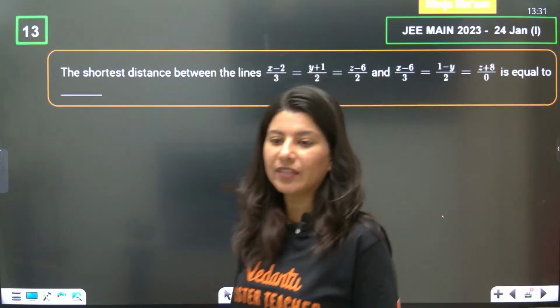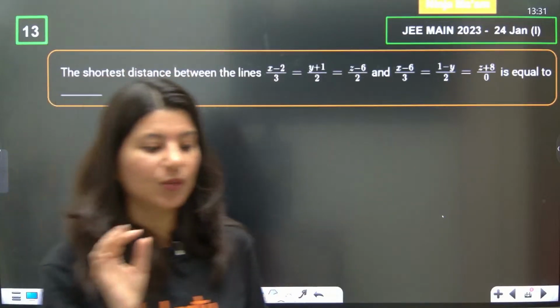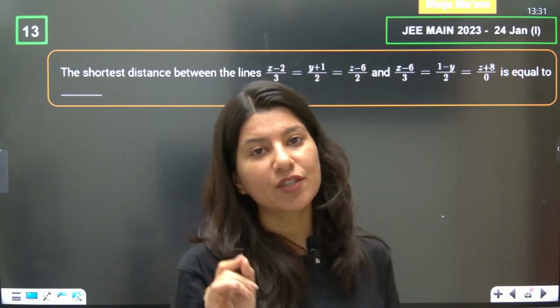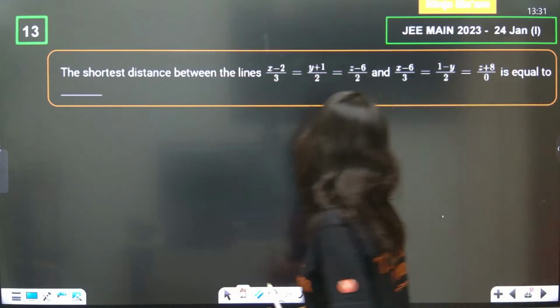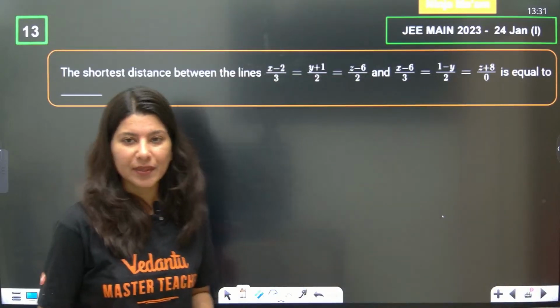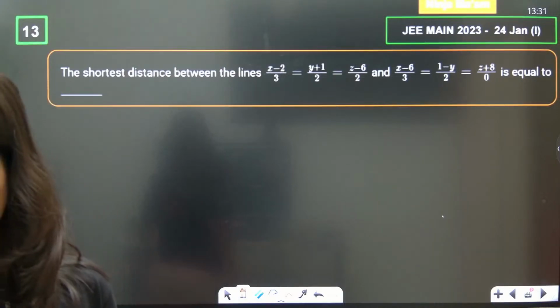Shortest distance between two skew lines is again one of the topics everybody should be able to do. Everybody should be able to remember the formula. So first of all, this was a question from JEE Main 2023.